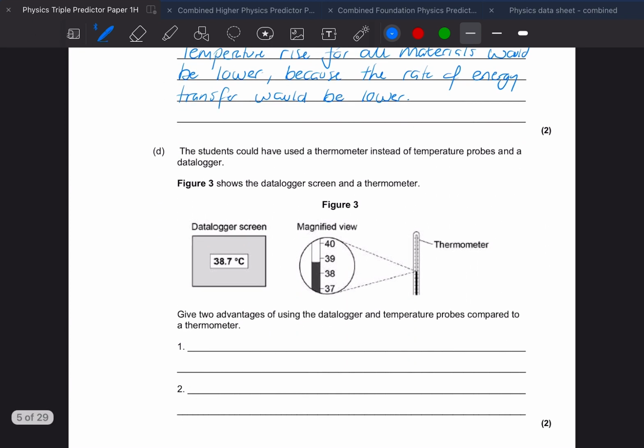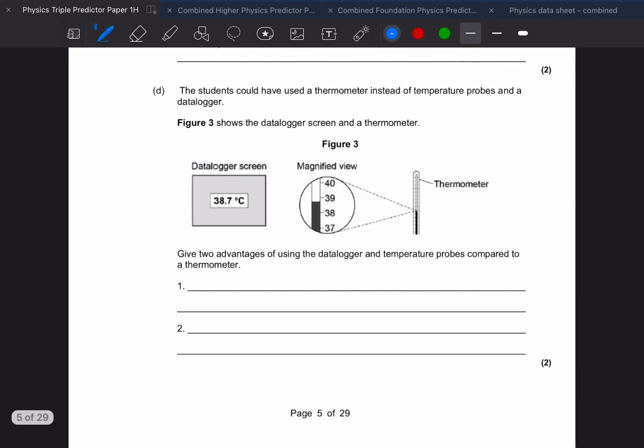D. The students could have used a thermometer instead of temperature probes and a data logger. Figure 3 shows the data logger screen and a thermometer. Give 2. All right, let's get the highlighter out. I know it's an easy thing, but it's very easy to miss that. And we just want advantages. So 2 advantages. So no disadvantages. I'm not talking about anything that's wrong with it. 2 advantages of using the data logger.